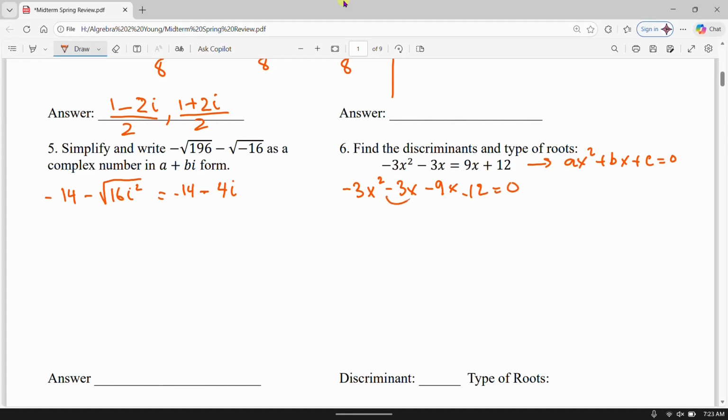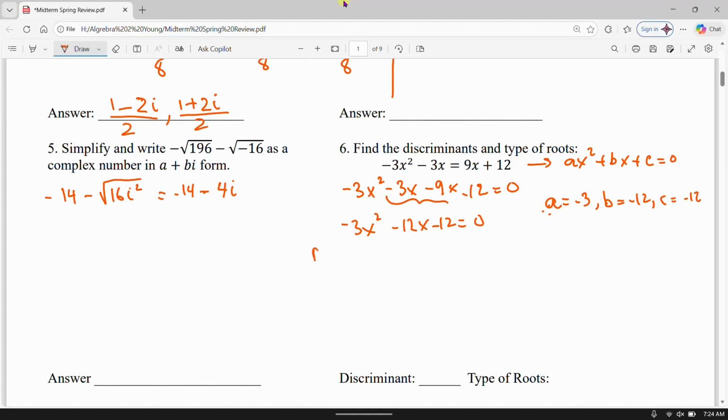Equal to 0. I'm going to combine these two. Negative 12x minus 12 equal to 0. Now let's find a. A is negative 3, B is negative 12 and C is negative 12.